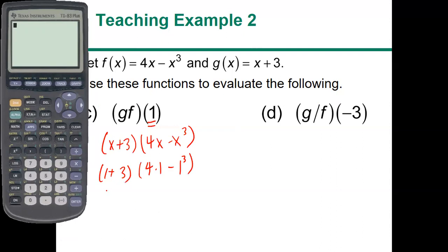All right, so then we're going to add. So we have 1 plus 4 is, 1 plus 3 is 4. 4 times 1 is 4. Minus 1 is 3. 4 times 3 is 4.